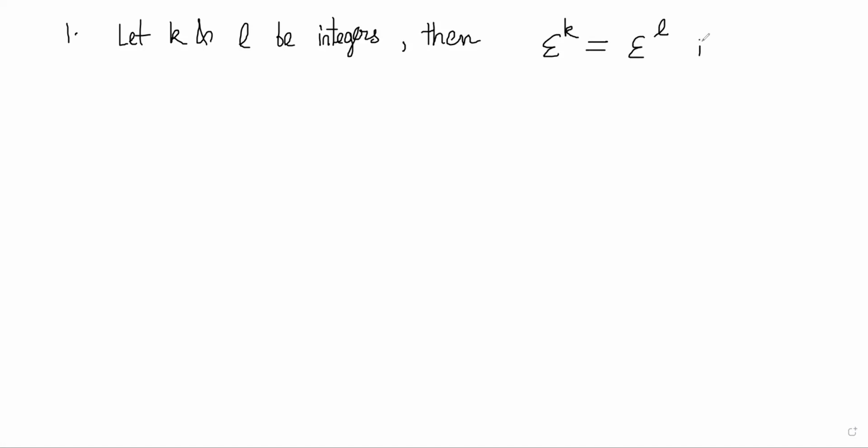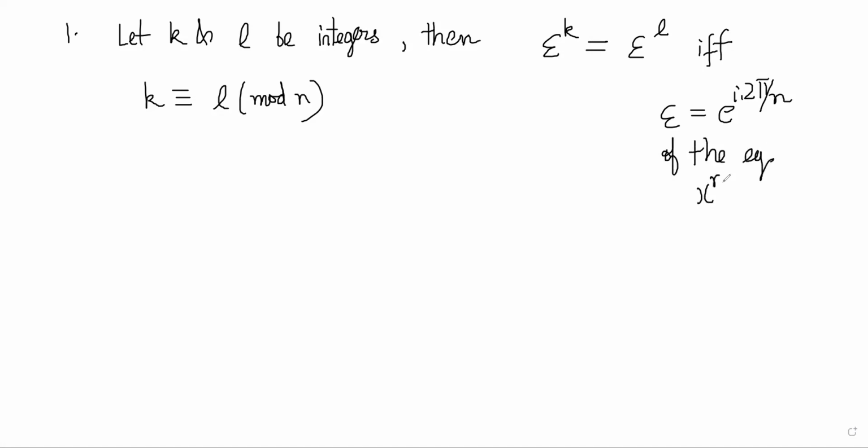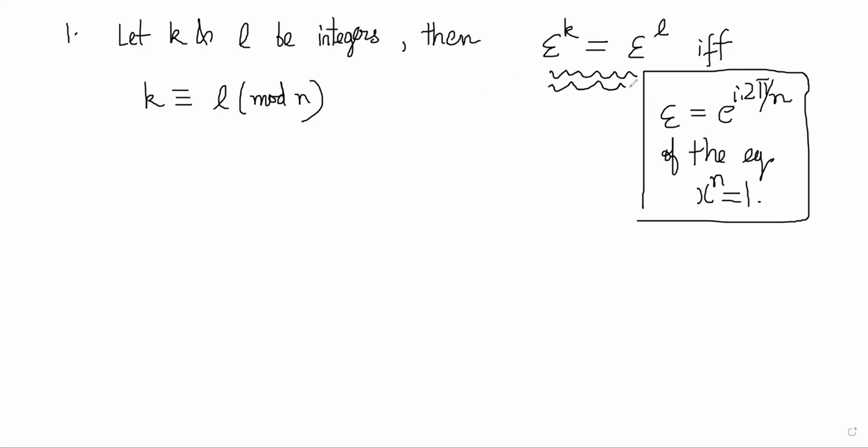Let's look at some of the properties of these roots of unity. The first one is: let k and l be integers, then epsilon power k will be equal to epsilon power l if and only if k is congruent to l mod n. Here we are saying epsilon was one of the roots e power i 2 pi by n of the equation x power n equal to 1, right? And we are saying that two different powers of the basic root will be equal if and only if k and l are congruent to each other modulo n.